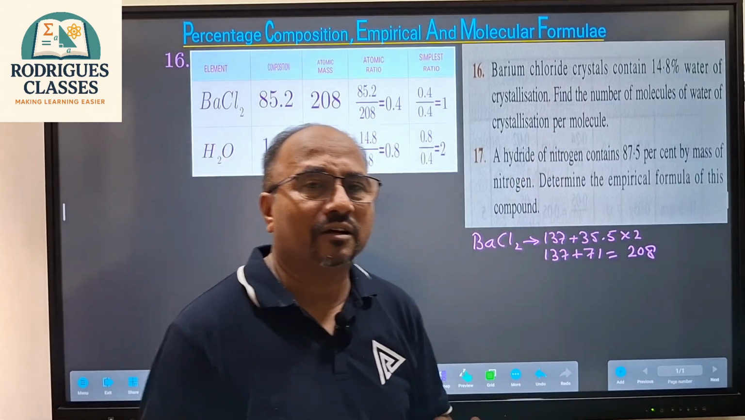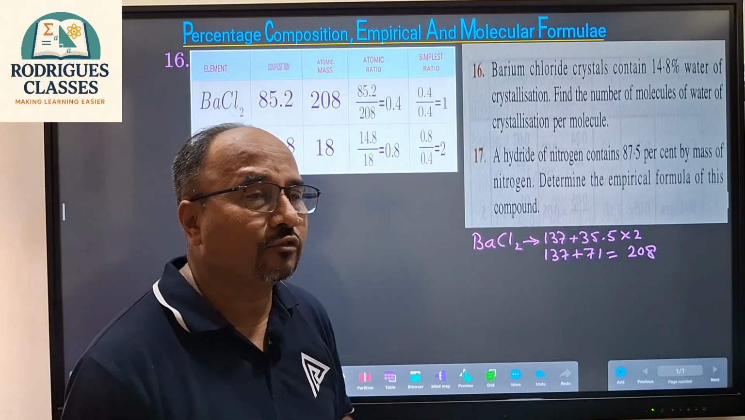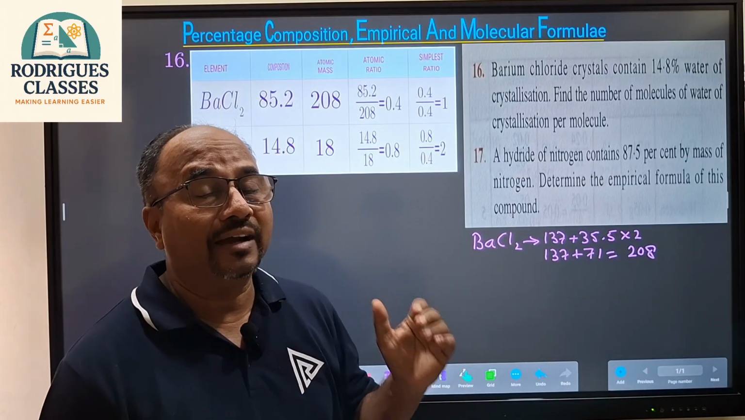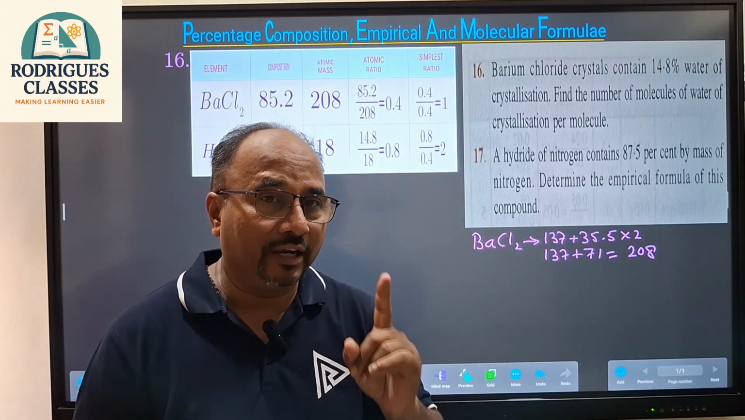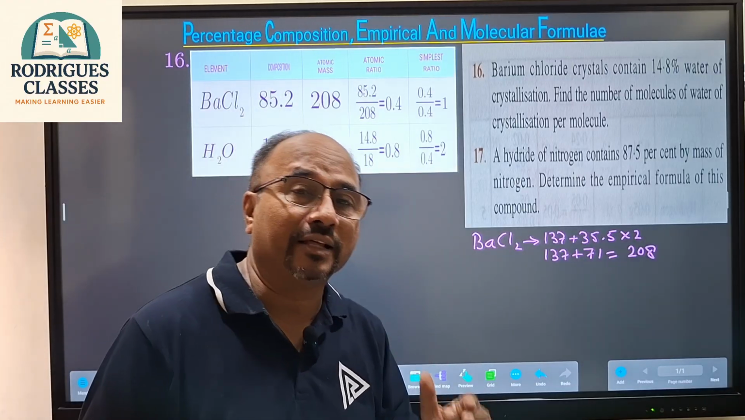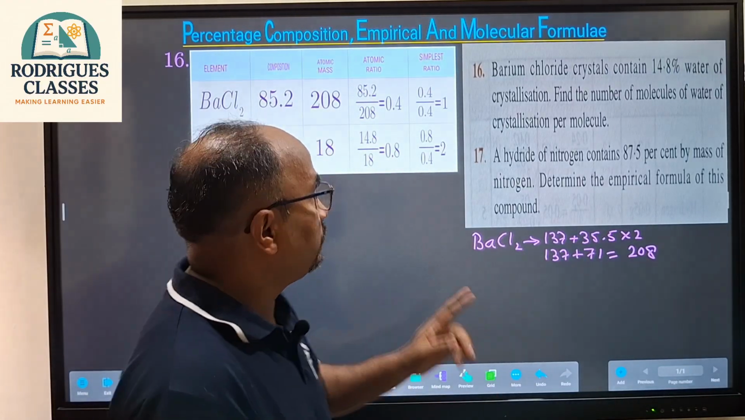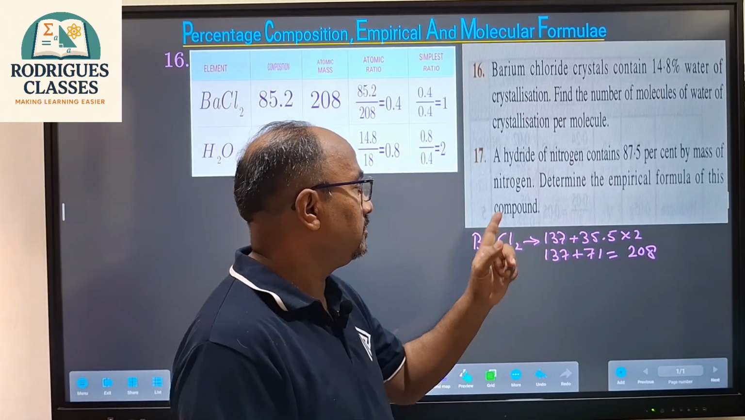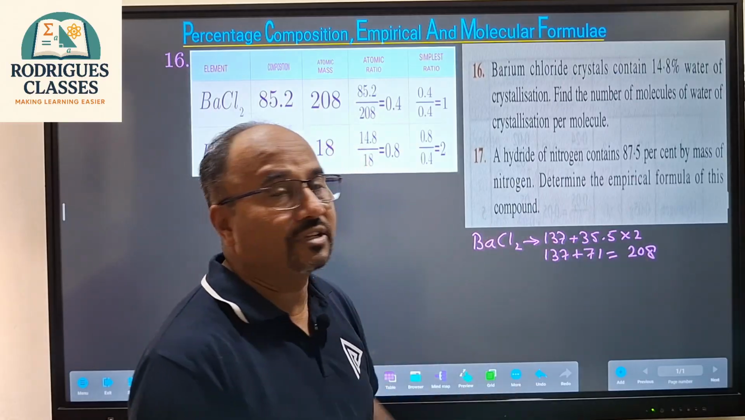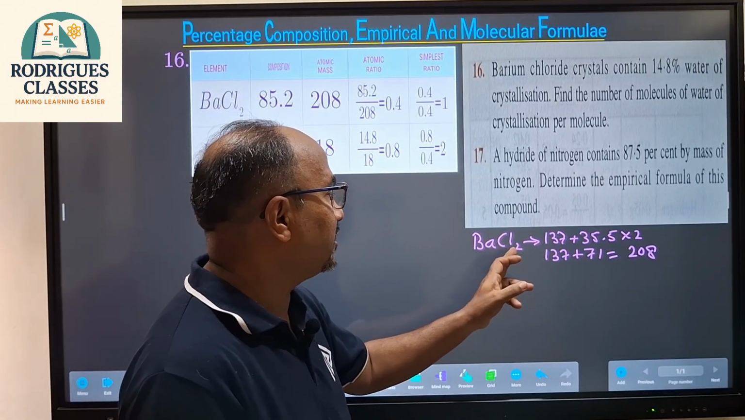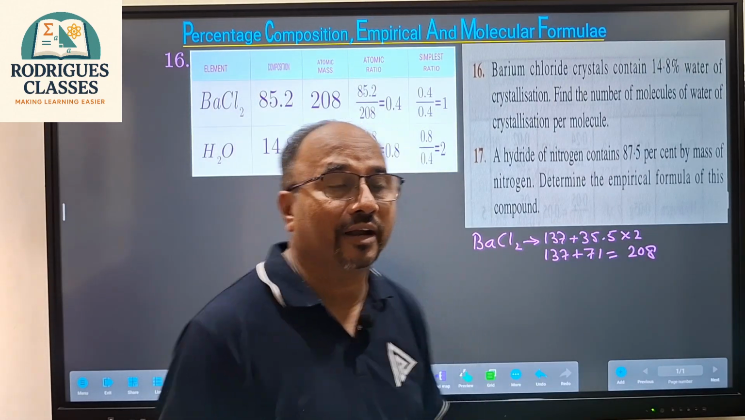So it is an empirical formula type sum only, because we have to find the simplest ratio, and the simplest ratio for barium chloride is 1. So I need to keep barium chloride 1 and then see how many water of crystallization I am going to get. So first of all, barium chloride molecular mass has to be known. So 137 is the atomic mass of it. Chlorine is 35.5 into 2. On solving it out, you are getting 208.